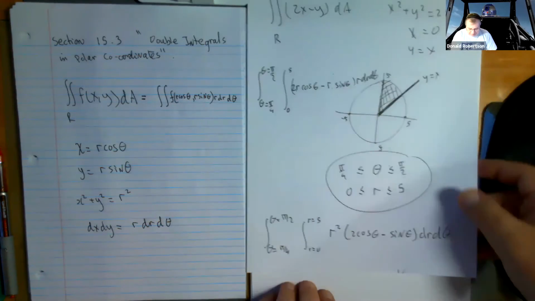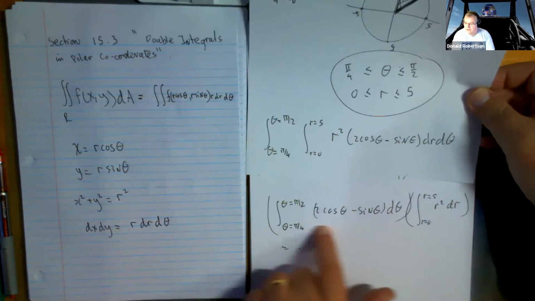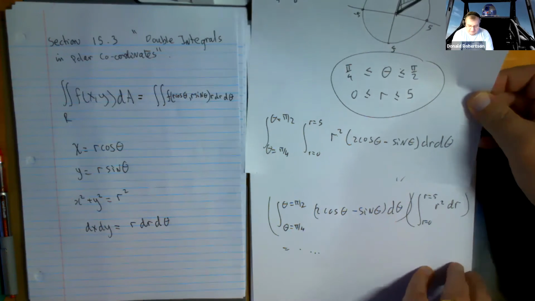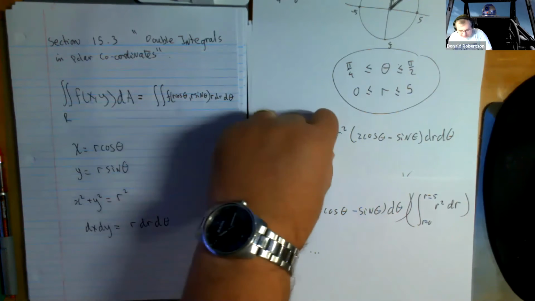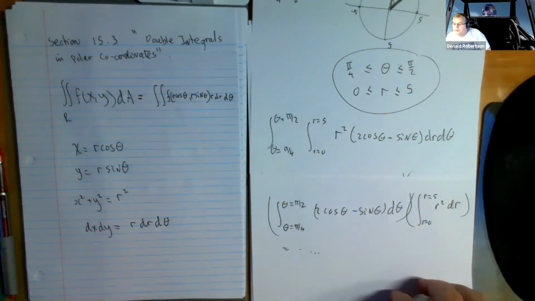And we're happy about the dot dot dot once you get to here. Now, do not do this split if any of these limits of integration have variables in them.